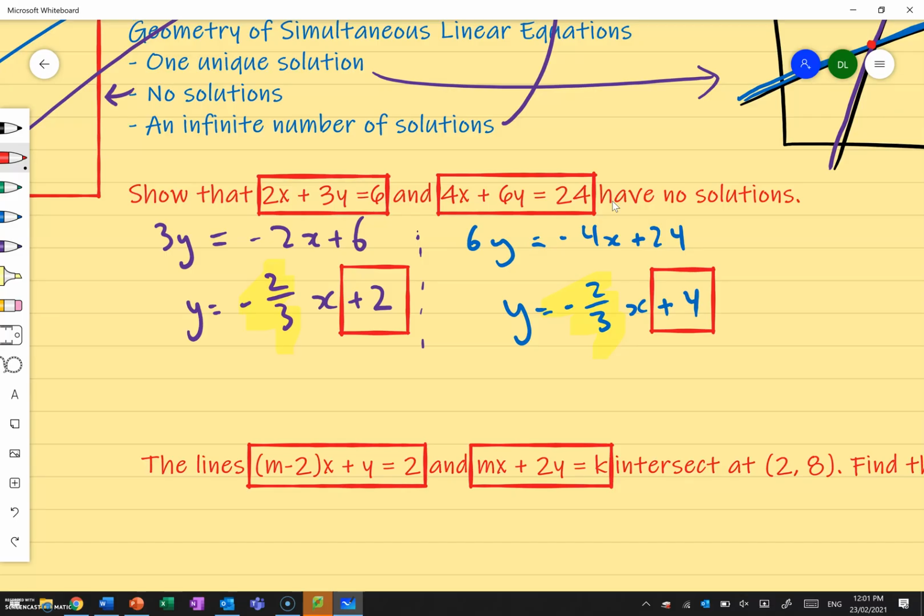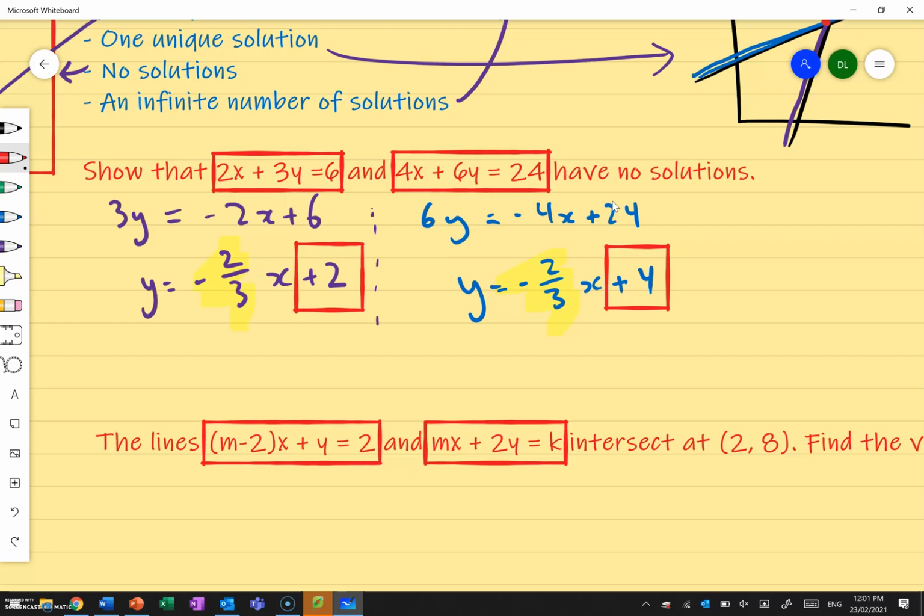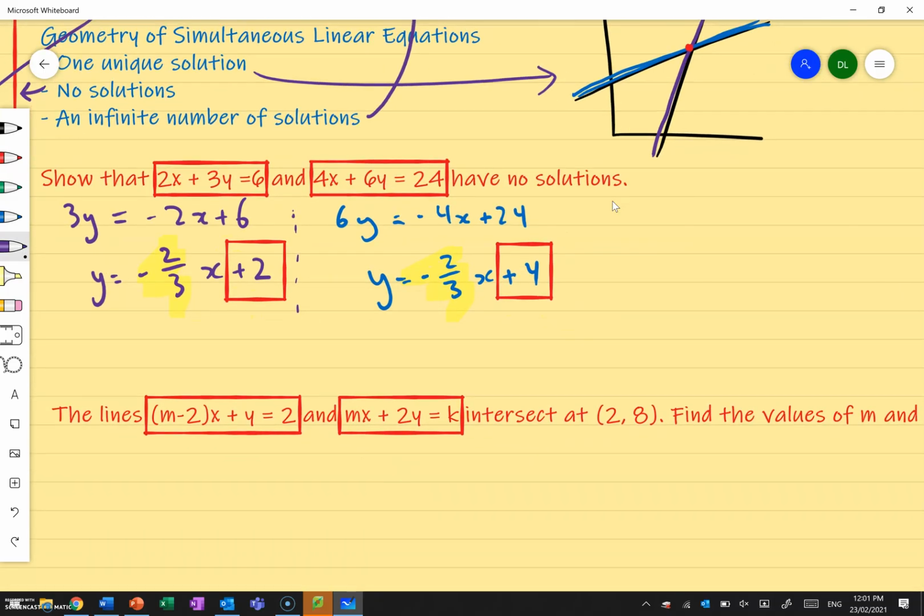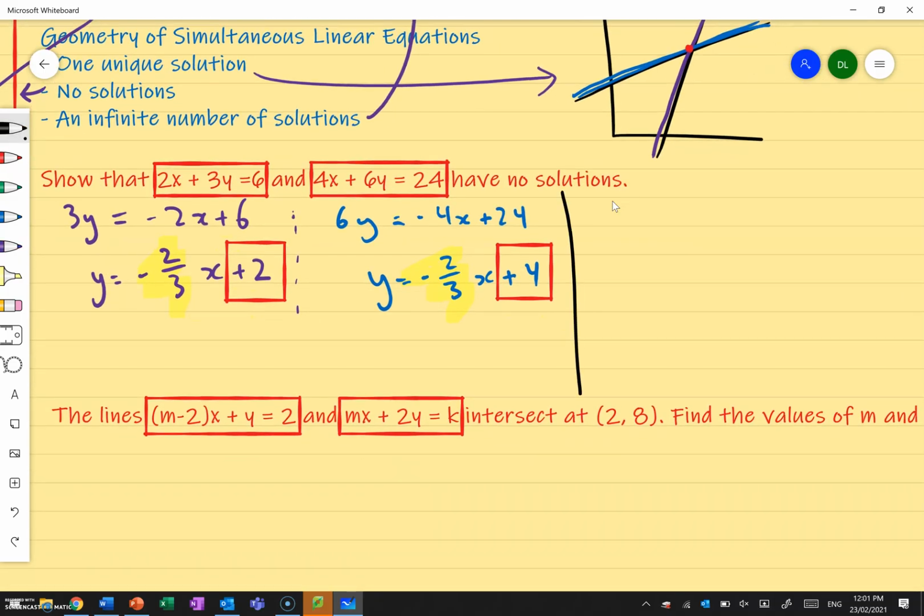Another way you can do it is to solve it simultaneously, as in legitimately using the simultaneous equation algorithm. Let's give that a go. So let's say I have 2x plus 3y equals 6, and I've got 4x plus 6y equals 24. All I've done is I've just written one on top of the other. Can anyone tell me what they would do? Substitution or elimination?